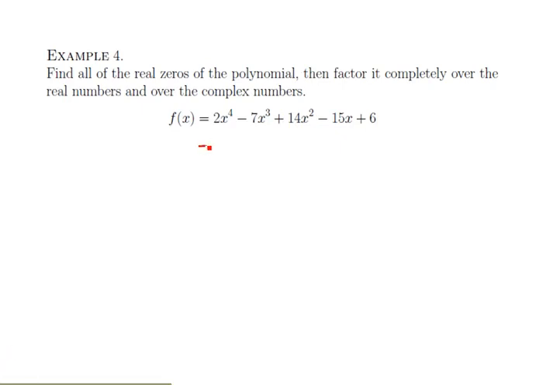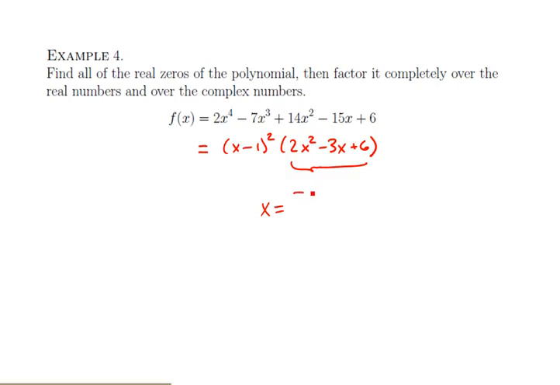Okay, so in the first part of this example, we came up with the following factorization over the real numbers. We had the repeated zero, x equals 1, and this irreducible quadratic 2x squared minus 3x plus 6. So to try to find the rest of the zeros, maybe complex numbers, we're going to look at using the quadratic formula on this part, 2x squared minus 3x plus 6.